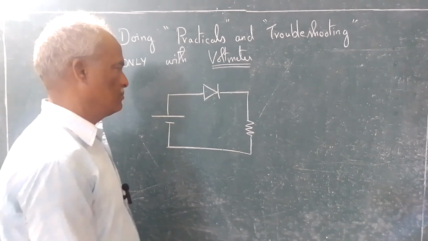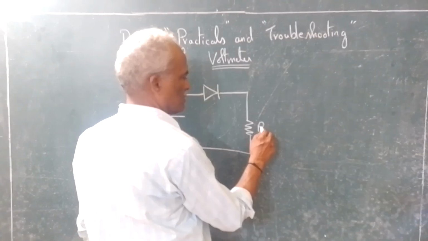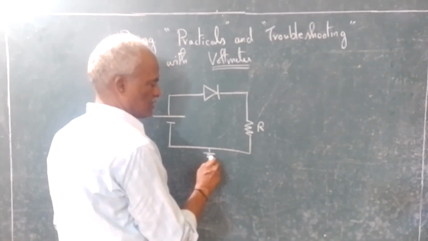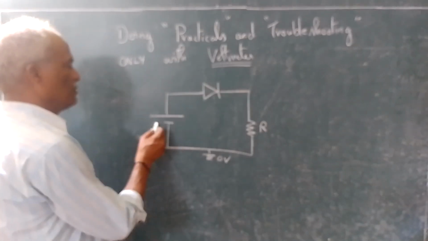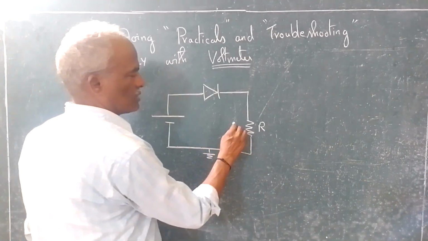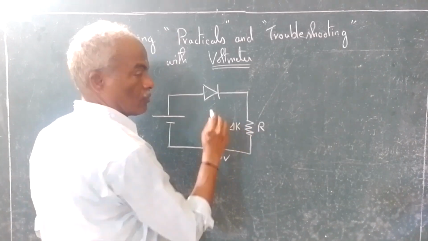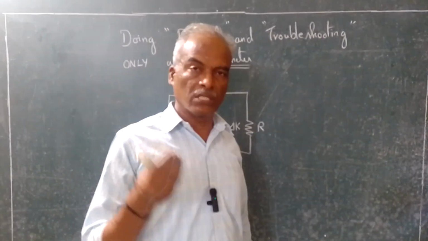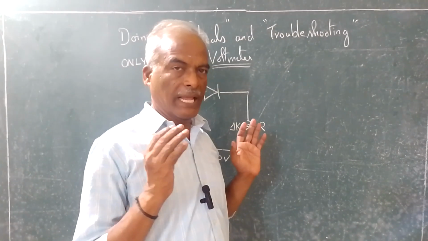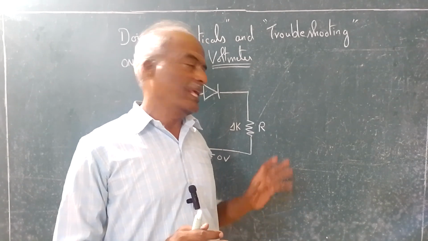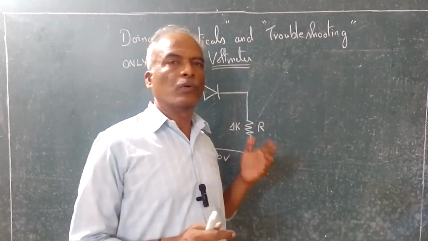Instead of that, what you can do is take this as reference, say 0 volts. Assume this value we must know, say 1 kilo ohm. How do we know this? That is 1 kilo ohm. Before conducting the experiment, with the help of color coding, you can find out the value.